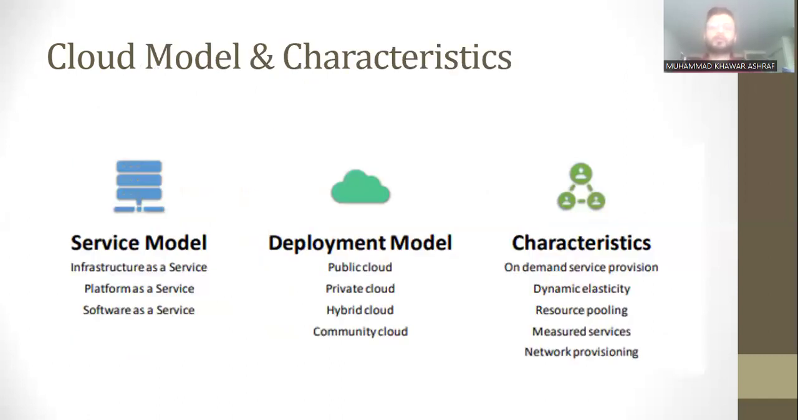So here are the cloud models and characteristics. The first model is the service model. In the service model, infrastructure could be used as a service, platform used as a service, and software used as a service. In the deployment model, there are basically four types. First is public cloud, the second one is private cloud, third one is hybrid cloud, and the fourth one is community cloud. And here are some characteristics: on-demand service provision, dynamic elasticity, resource pooling, layered services, and network provisioning.